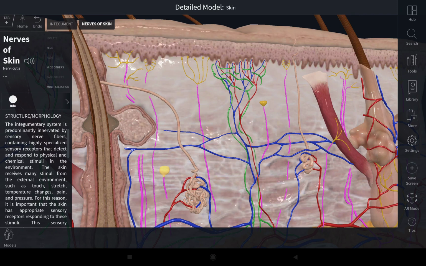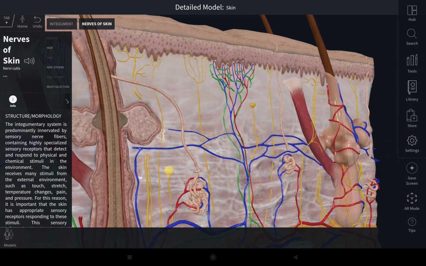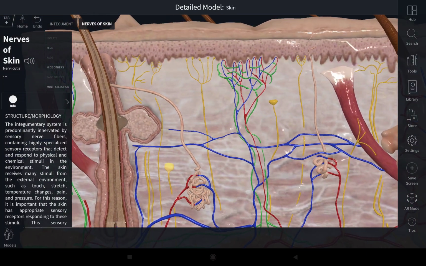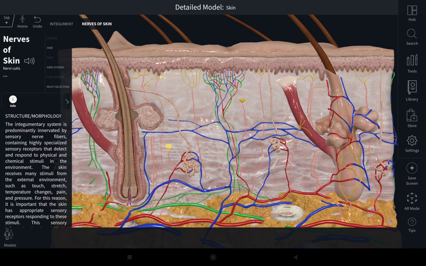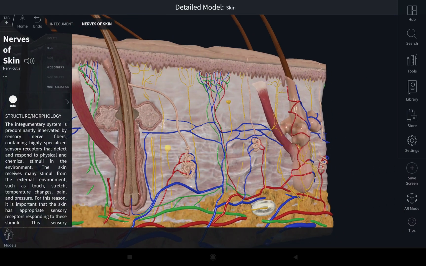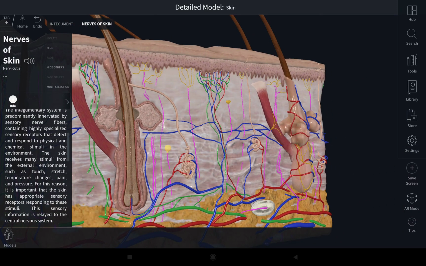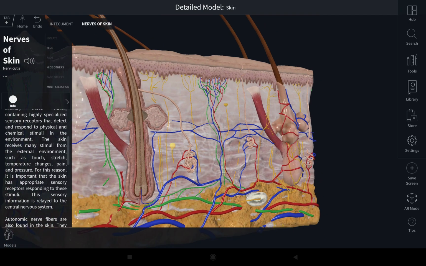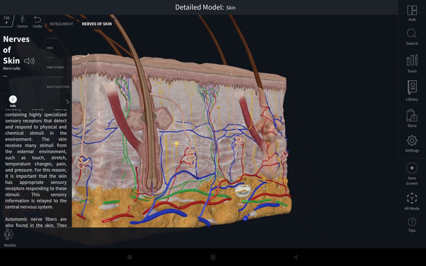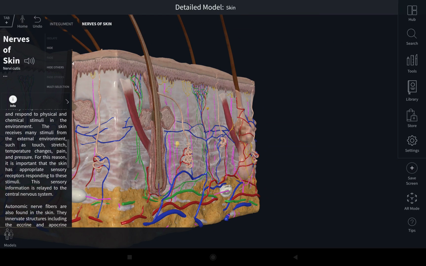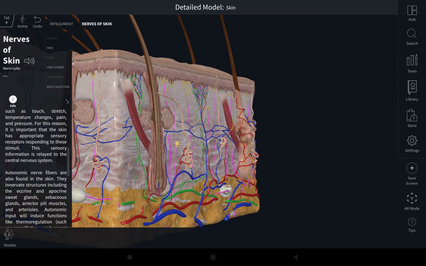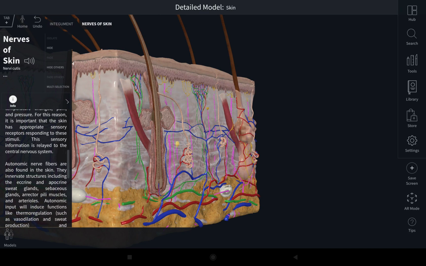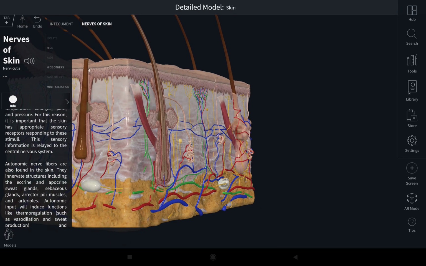The integumentary system is predominantly innervated by sensory nerve fibers containing highly specialized sensory receptors that detect and respond to physical and chemical stimuli in the environment. The skin receives many stimuli from the external environment, such as touch, stretch, temperature changes, pain, and pressure. For this reason, it is important that the skin has appropriate sensory receptors responding to these stimuli. This sensory information is relayed to the central nervous system.